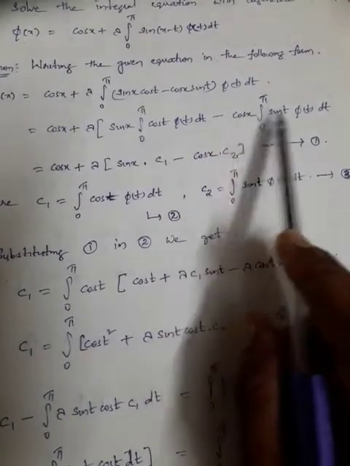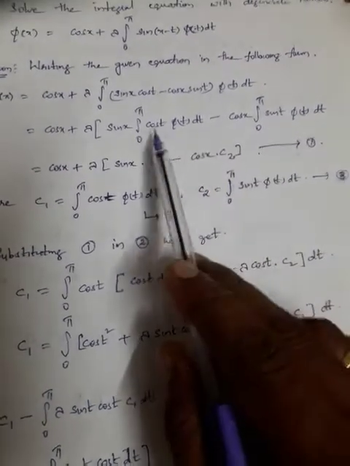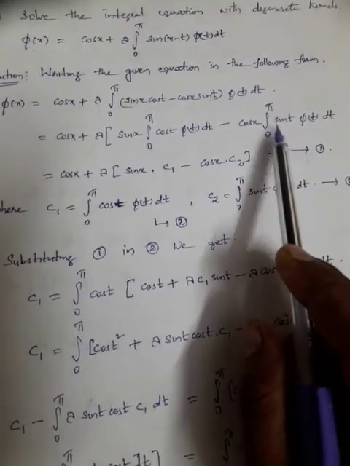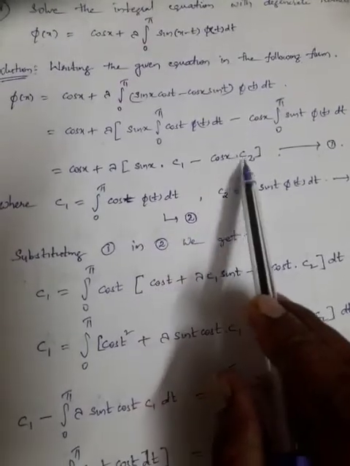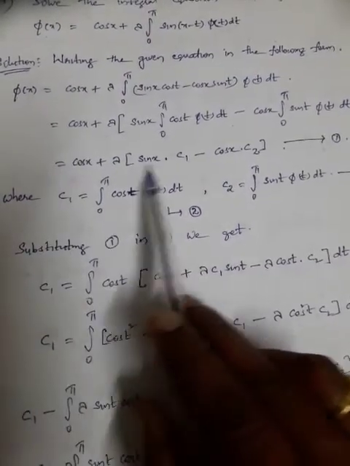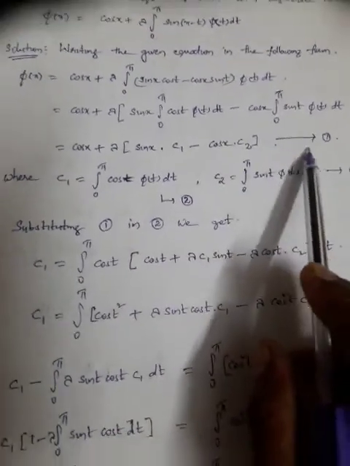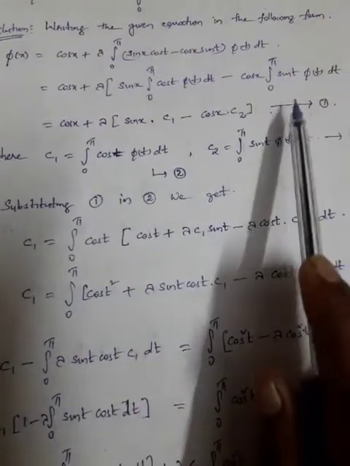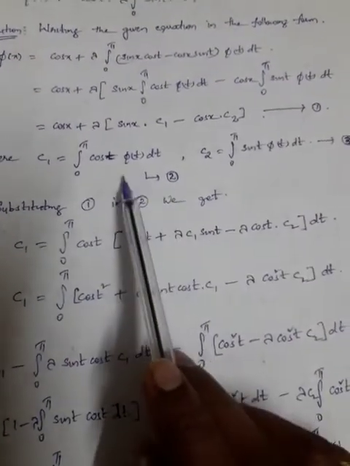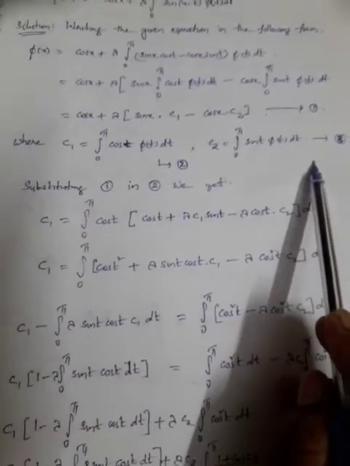All problems will be done in this form only. So with c1 and c2 taken, this will be written as phi of x equals cos x plus lambda sin x c1 minus lambda cos x c2. Take this as equation 1. Now c1 is equal to the integral we already chose, and c2 is the other, and you'll take them as equation 2 and equation 3.